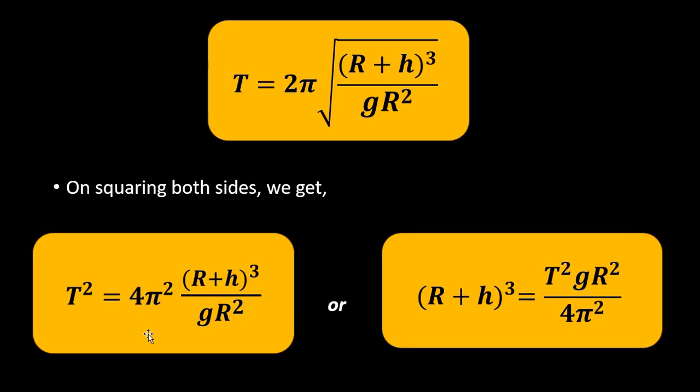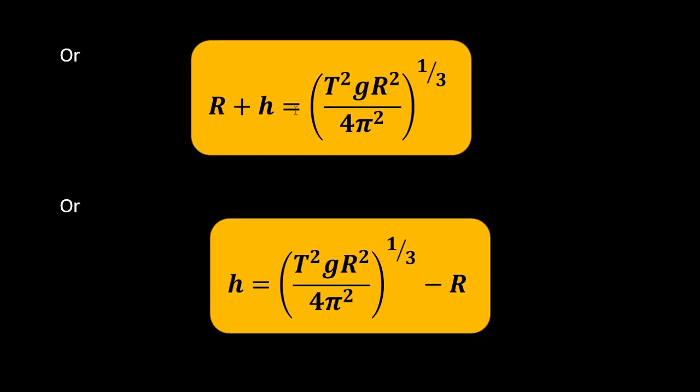Now here let's say we take the cube root. So we have R plus h is equal to (T square gR square by 4 pi square) to the power 1 by 3, or height h is equal to (T square gR square by 4 pi square) to the power 1 by 3, or cube root, minus R, capital R. This is one expression for height of the satellite above the surface of the earth. This is the first expression.